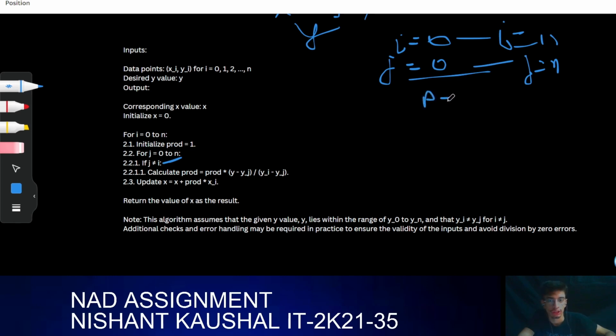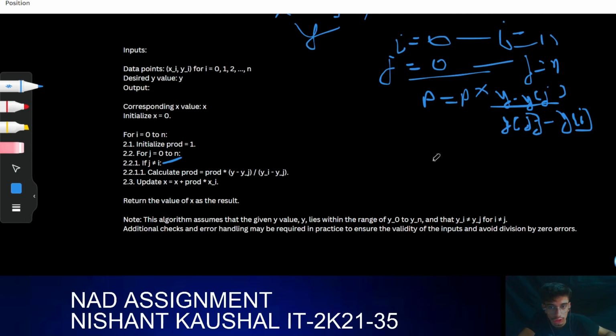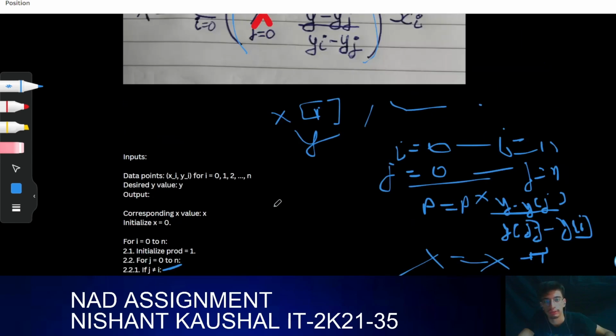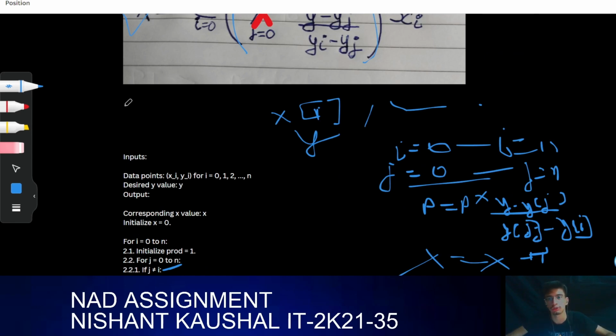And in this for loop, if j is not equal to i, what we have to do is product equals product into (y minus y of j) upon (y of i minus y of j), which will make this formula. And we have to change the value of x: x equals x plus this product p. Okay, and then we have to return the value of x, and we will get the answer. So this was the algorithm for Lagrange's inverse interpolation formula. Now we will proceed to question number 4.